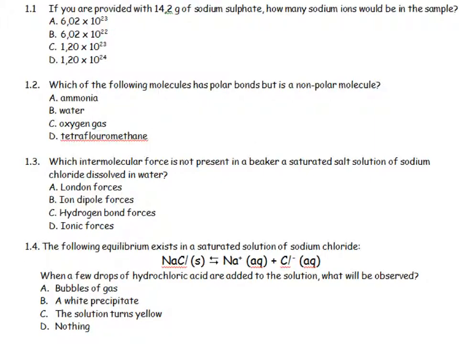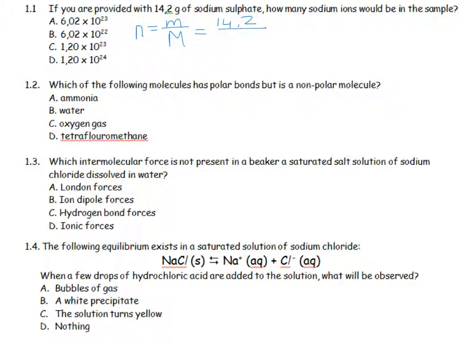You are provided with 14,2 grams of sodium sulfate. How many sodium ions would be in the sample? So the first thing that you need to do is look at the number of moles, which is equal to mass over molar mass. And that is going to be equal to 14,2, which they gave me.